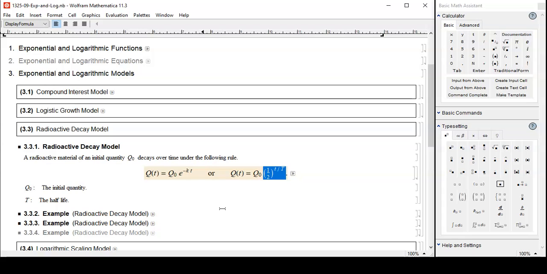See, the initial quantity. When t is equal to capital T, then this whole thing is capital T over capital T. So it's 1 power, isn't it? First power. So it's Q0 times 1/2, so the half of the original quantity. And it takes capital T to become half. So capital T is called a half-life.